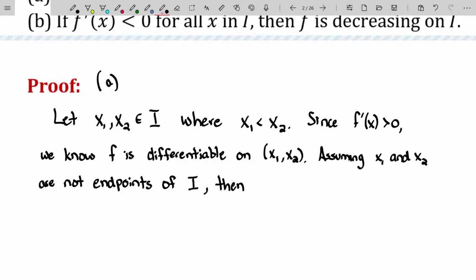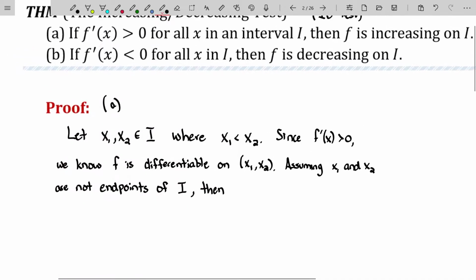There we go. So assuming x1 and x2 are not endpoints of I, we know that f is differentiable on the entire interval I, because that's our assumption: f prime is greater than 0 for all x in an interval I. So we know f is differentiable for every value on the interval I. Well, if I don't grab points from the end of the interval I, then I know f is continuous on any interval contained within I.